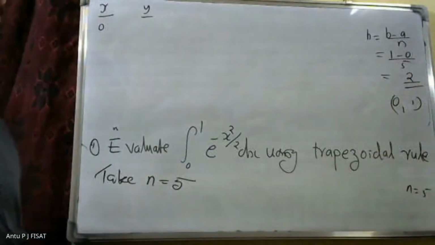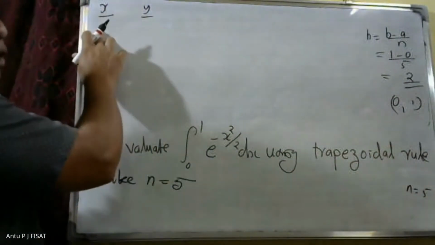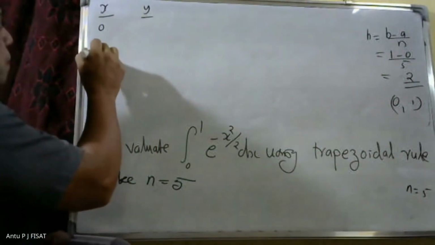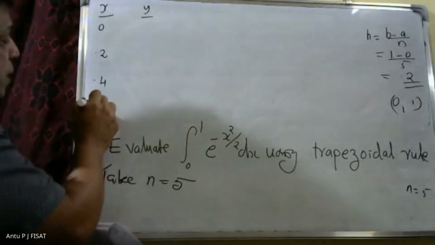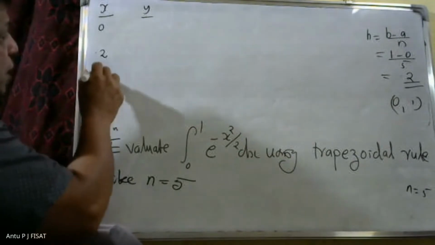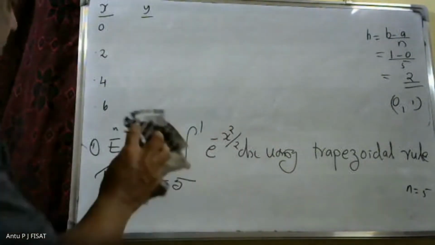First we calculate the value of h. The value of h is equal to 0.2. Therefore, the first value is equal to 0. The second value will be 0.2. The third value will be 0.4. Then 0.6.